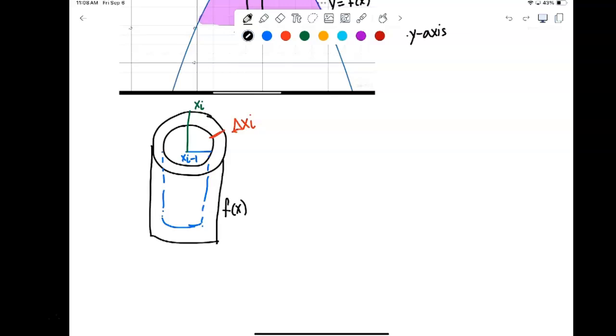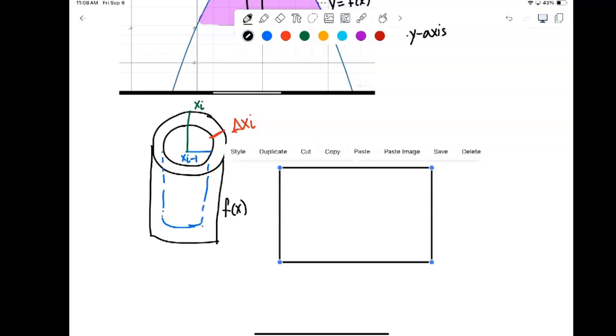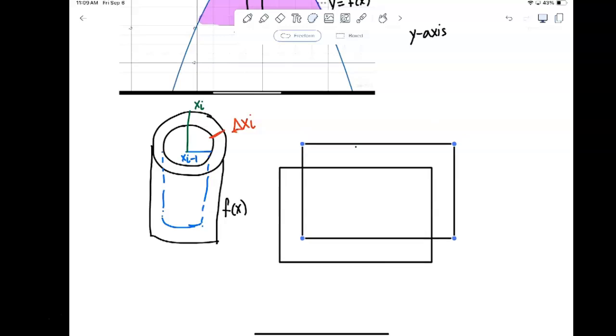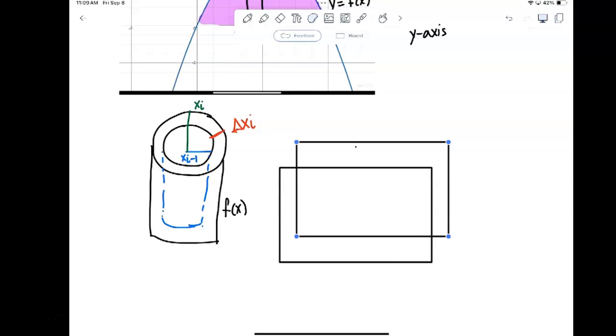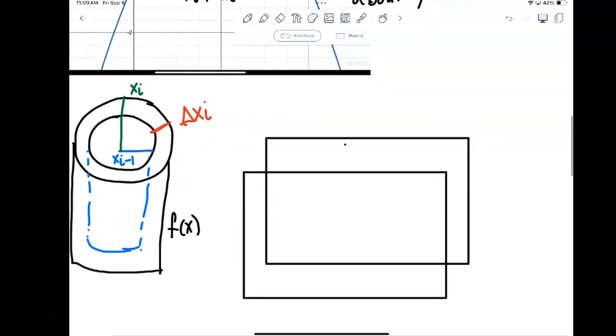Get my pen back. So I'm going to have one rectangle here, and then I'm going to have a second rectangle, say here, and then just connect my edges here. So I'm going to have a rectangular solid, almost. It's not quite a rectangle because of something I'll mention in a moment.